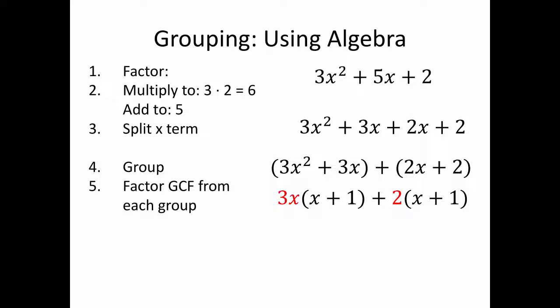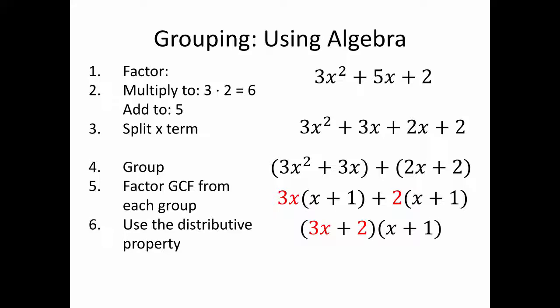So we've factored the greatest common factor, and now we'll use the distributive property. We're essentially factoring out an x plus 1 from each term, and the result is going to be 3x plus 2 times x plus 1.